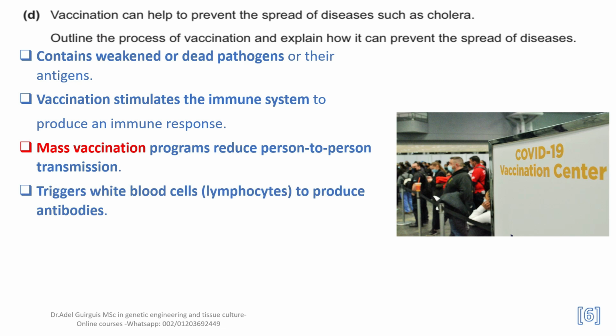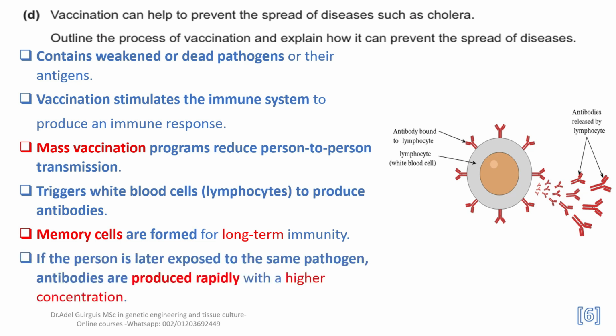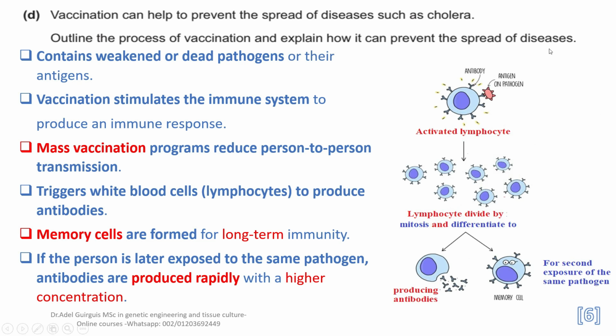The vaccine triggers white blood cells, I mean lymphocytes, to produce antibodies. These lymphocytes are triggered by vaccination. The white blood cells of the type B lymphocyte are stimulated to divide, and some of these white blood cells produce antibodies. Memory cells are also formed for long-term immunity. Look at memory cells here.